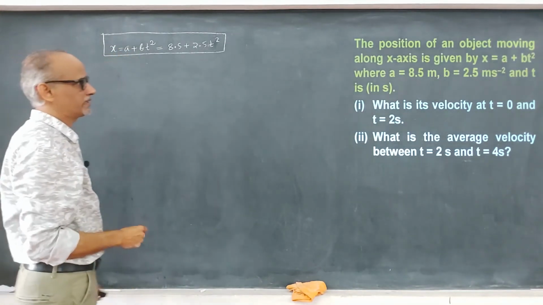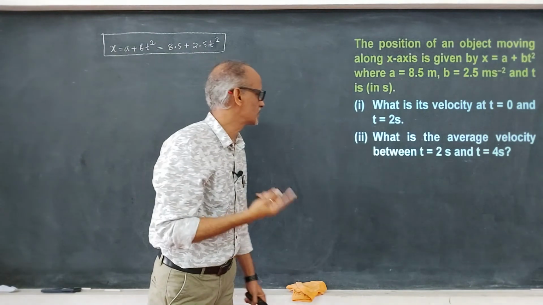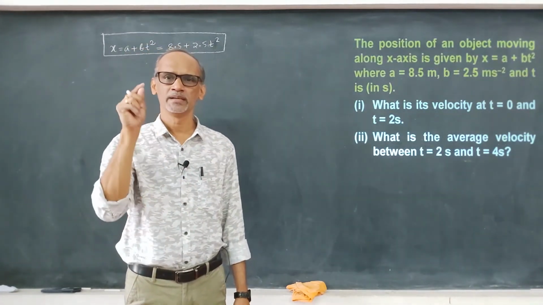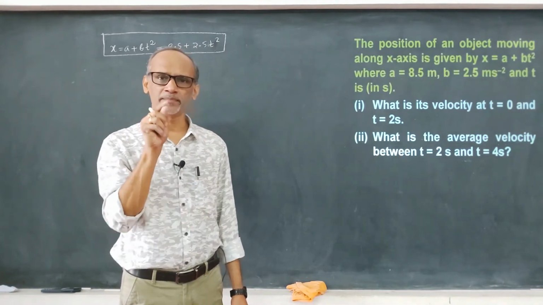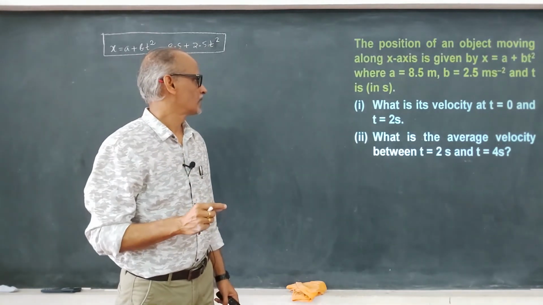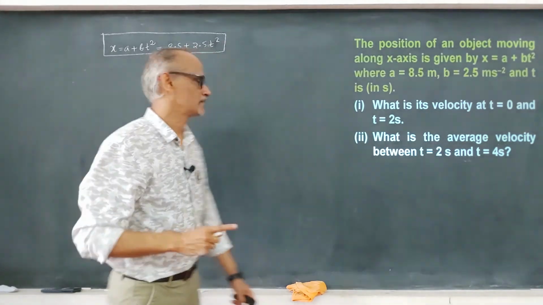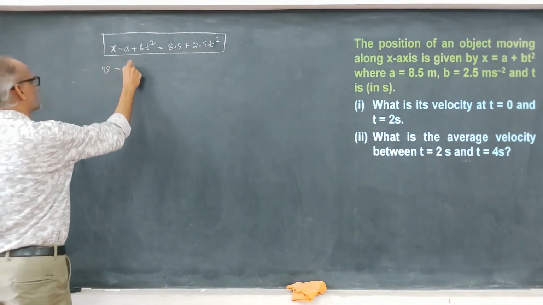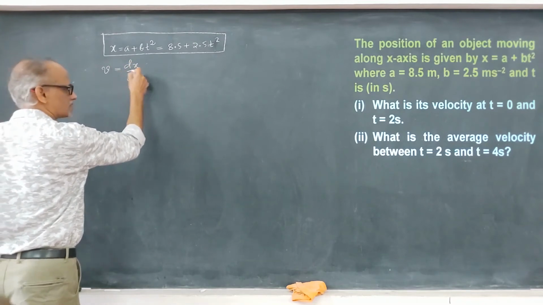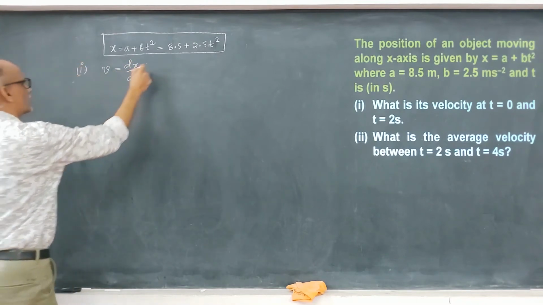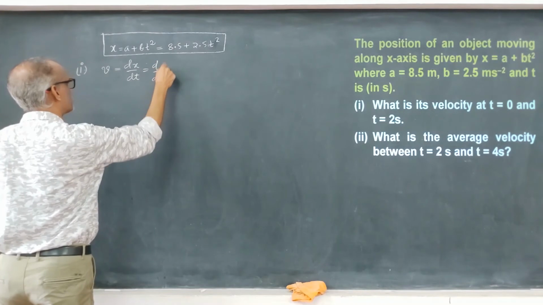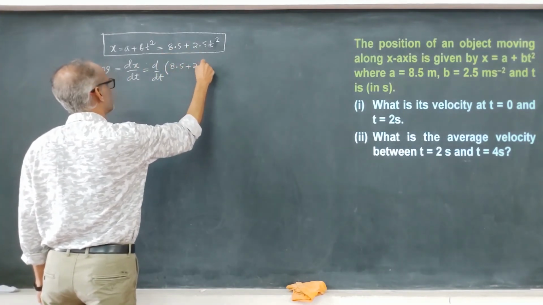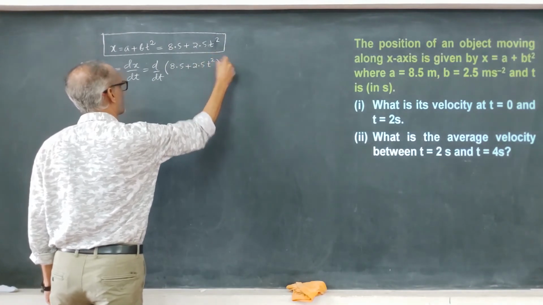At t is equal to 0 and t is equal to 2 seconds. What is the velocity at t is equal to 0? It means instantaneous velocity at that particular time. And then again at t is equal to 2 seconds. So, how do you find the instantaneous velocity? What is the formula? v is dx by dt, that is d by dt of x. X is 8.5 plus 2.5 t square.